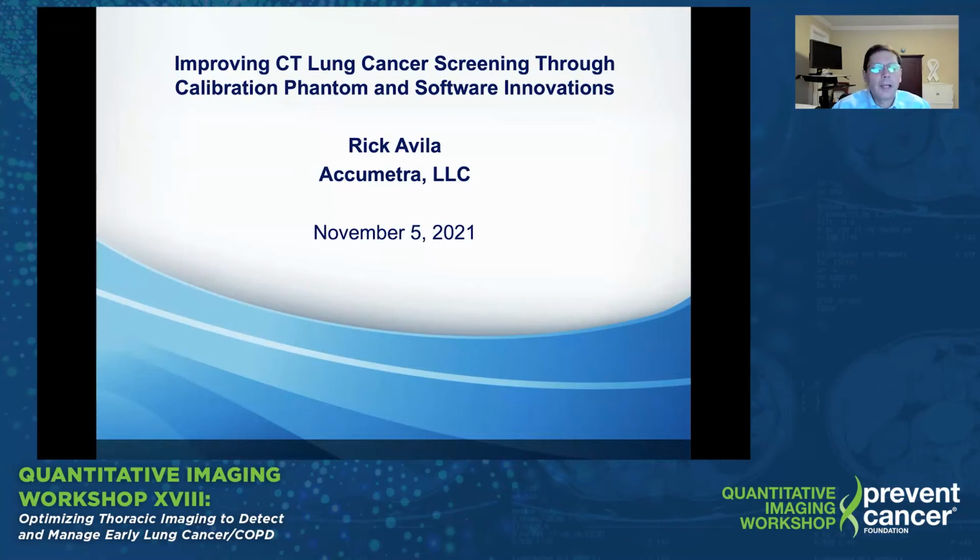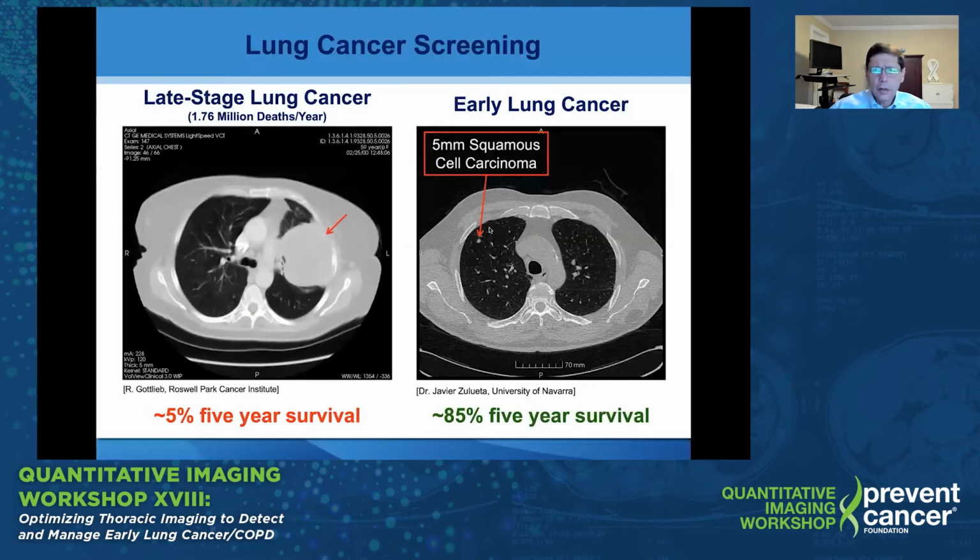My name is Rick Avila, and today I'll be talking about improving CT lung cancer screening through calibration phantom and software innovations. So as we all know, early detection of lung cancer is absolutely critical for survival. The 5-year survival rate jumps up significantly if we detect things as small as 5 millimeters or 6 millimeters.